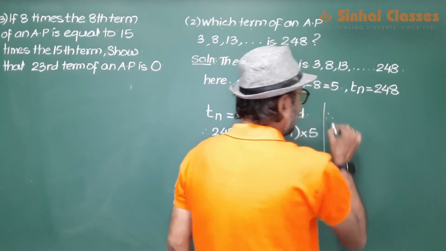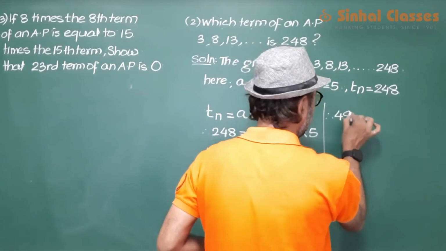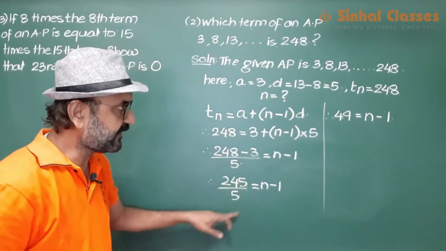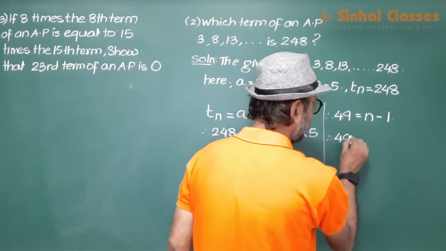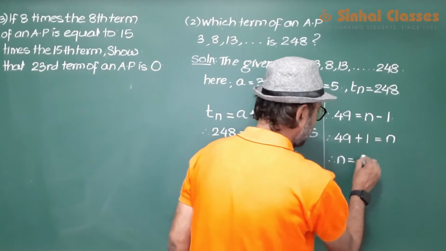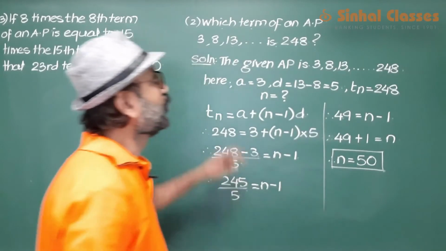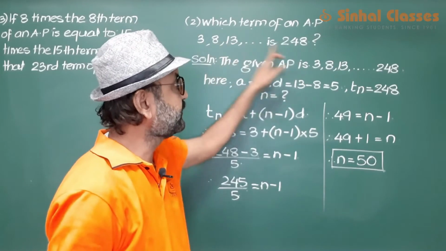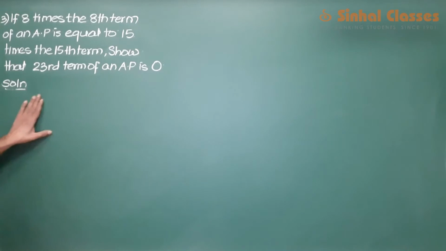5 4s are 20, 5 9s are 45, so 245 upon 5 is 49, equal to n minus 1. Shift minus 1 on this side. So 49 plus 1 is equal to n, and your answer is 50. So 248 is the 50th term of this AP. This is your answer. So now let us start with the next sum.